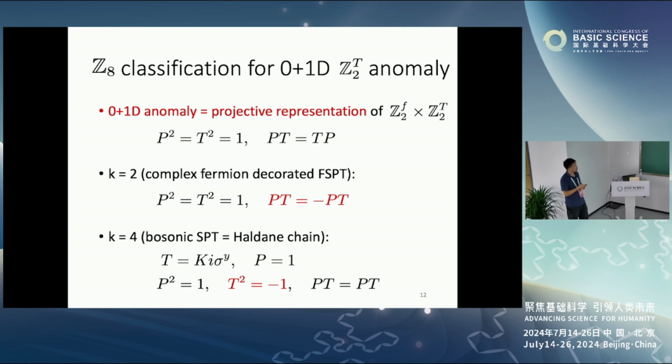Therefore, we realize that this k equals 2 and k equals 4, both of them correspond to the projective representation of this Z2 times Z2. Also, here, this problem is actually a supersymmetric quantum mechanics, because you find that this P is fermion parity. T and fermion parity anti-commute means that this T action will actually change the fermion parity number by 1. So it will map the bosonic system to a fermionic system, just like a Q operator in supersymmetry. So that's the classification from both the bulk and the boundary.